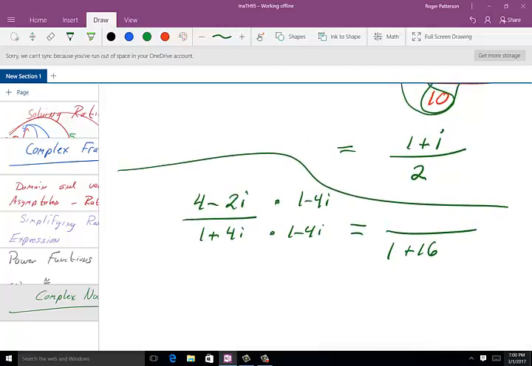Now we just have to FOIL the top. What are we going to get on the top? 4. Keep foiling. Minus plus 16i. Why is it plus 16i? I get plus 8. Oh, minus 16i. Minus 16i.